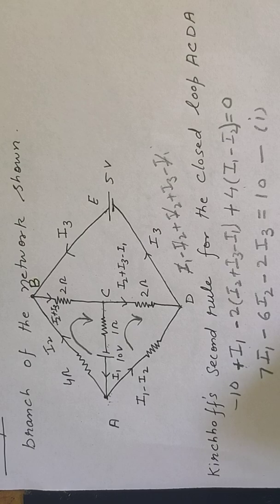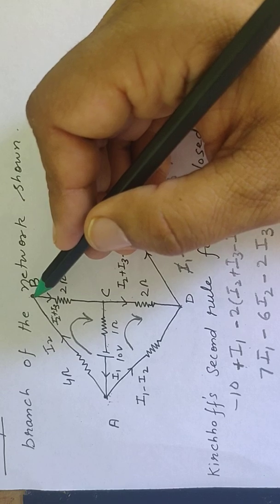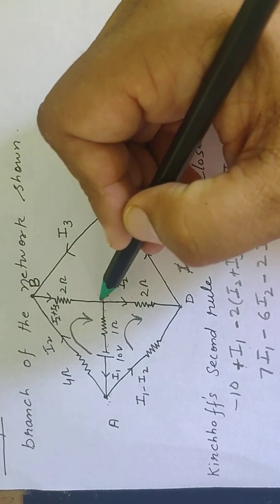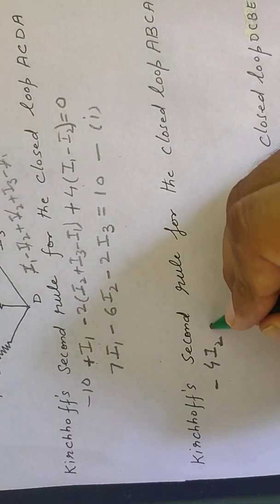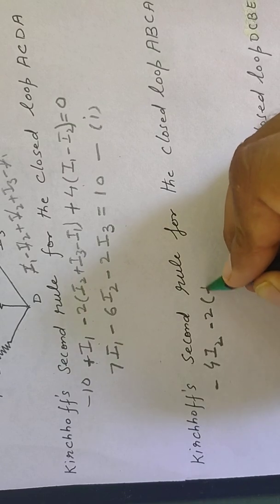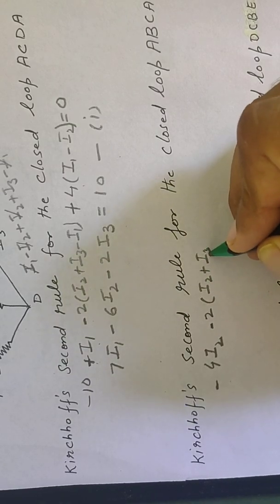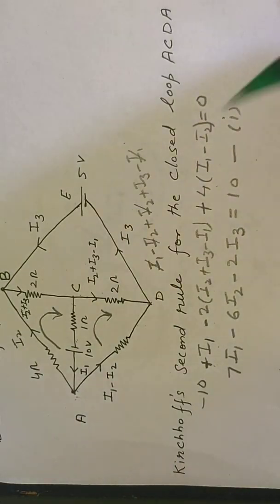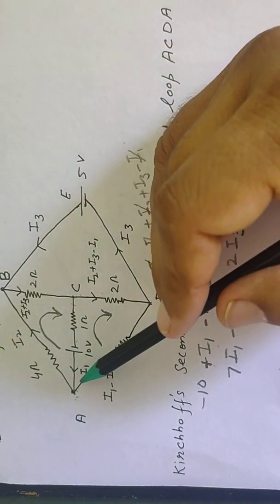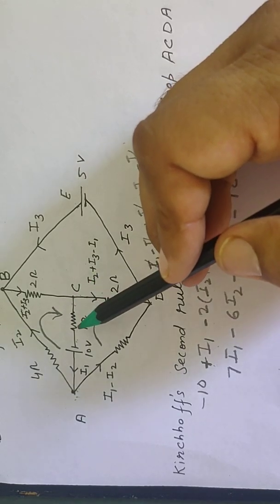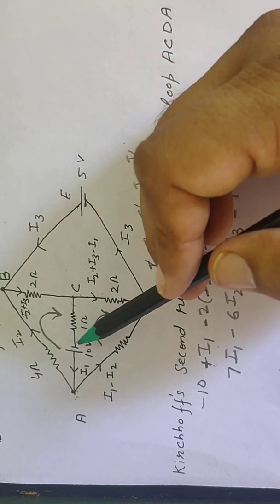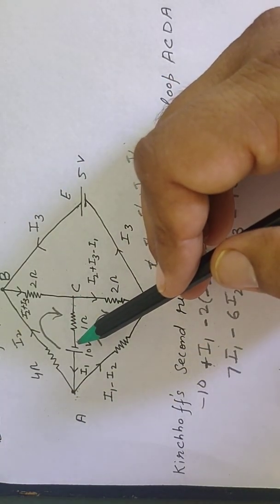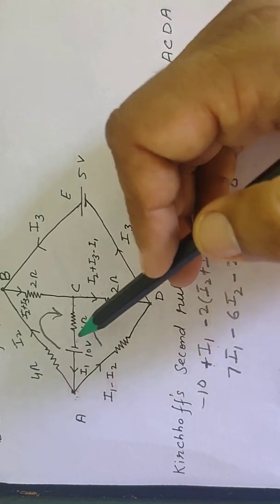So here we get minus 4 I2, and then we are going from high potential to low potential, so we get minus 2 times I2 plus I3. Then we go from C to A. When we go from C to A, we are going from high potential to low potential, and when we go from high potential to low potential, we get negative.